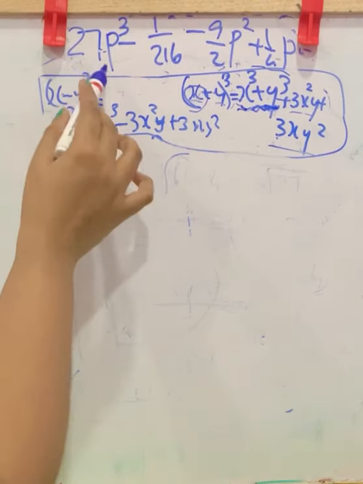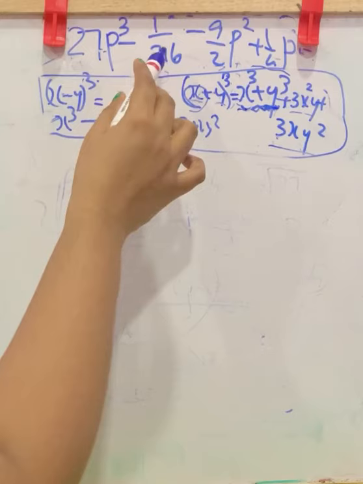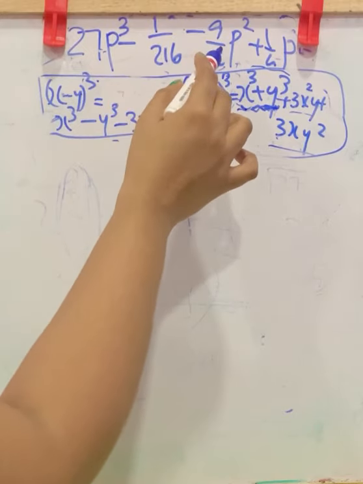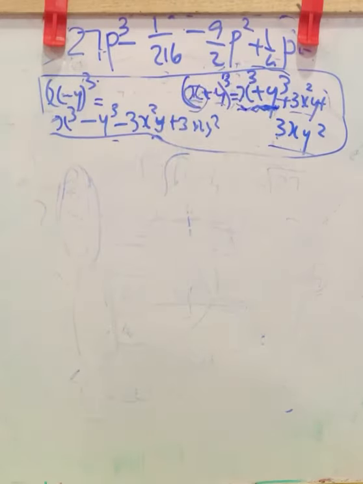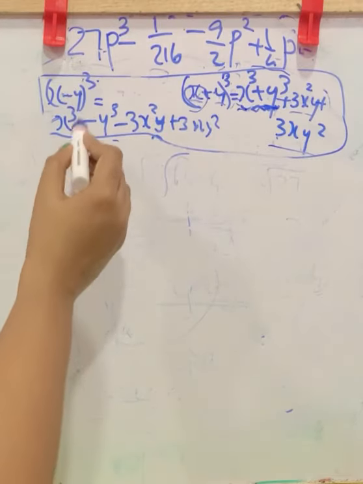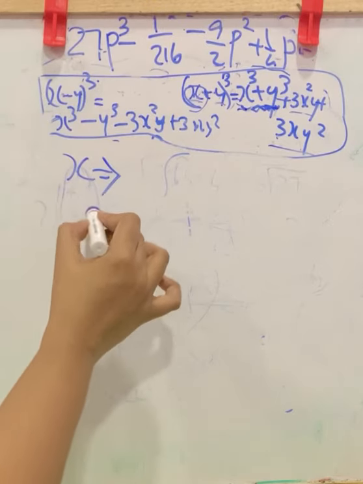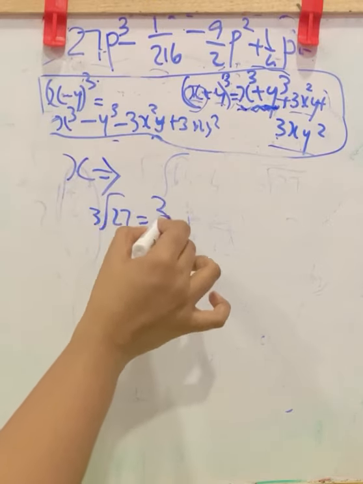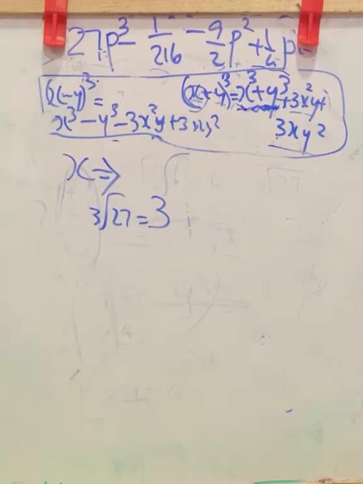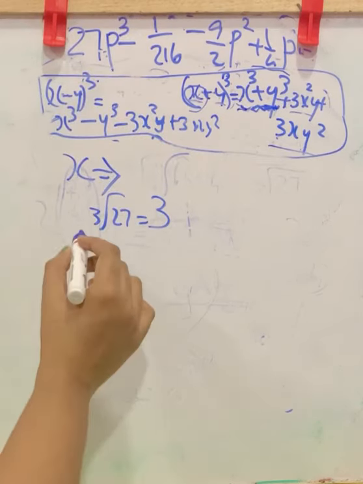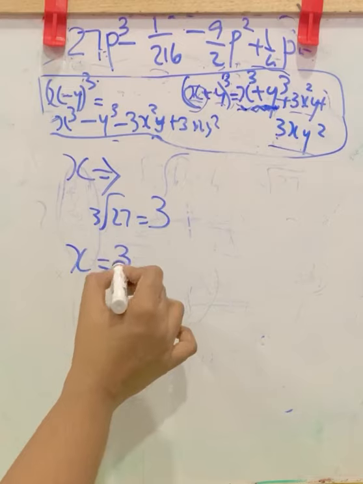Next question is 27p cube minus 1 by 216 minus 9 by 2p square plus 1 by 4p. From these two terms you want to find the x and y. Here we know to find x, cube root of 27 is 3 and cube root of p cube is p. So x is equal to 3p.